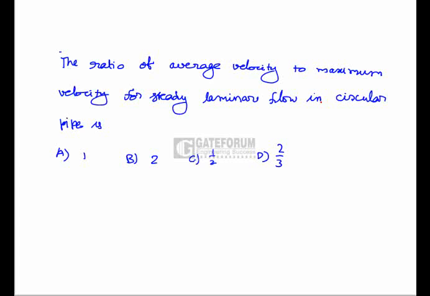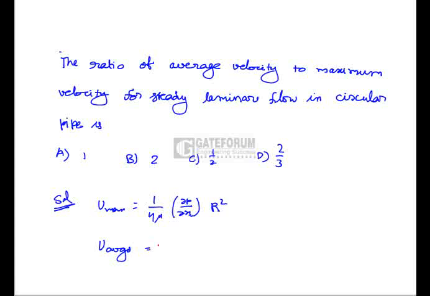The ratio of average velocity to maximum velocity for steady laminar flow in a circular pipe is? The options are 1, 2, 1 by 2, 2 by 3. So here the maximum velocity in a circular pipe when the fluid flows through the pipe is given by 1 by 4 mu dou p by dou x r square, and the average velocity for the same type of flow through a circular pipe is given by 1 by 8 mu dou p by dou x r square.